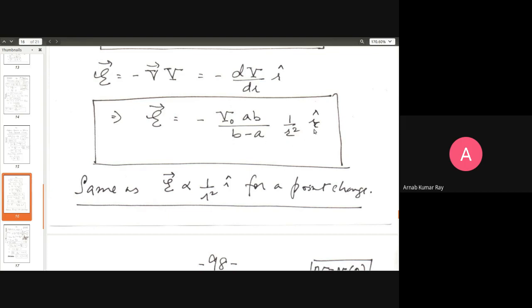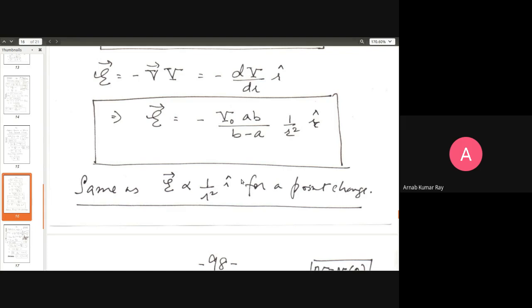For the greater part of it, all the major things are here. R cap is there, 1 upon r squared is there. This is the constant quantity, which in the Coulomb formulation should be Q divided by 4 pi epsilon naught. But you have taken a different approach to come to the same thing. E goes off as 1 upon r squared r cap for a point charge.